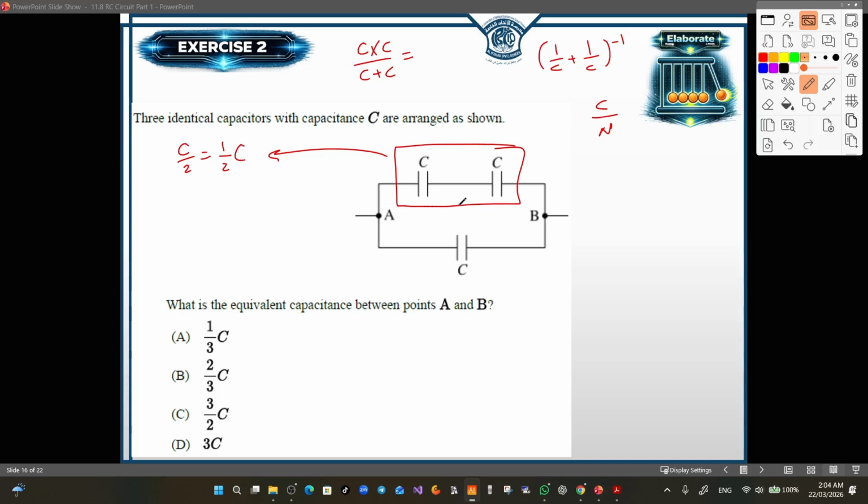Now half of C is connected in parallel with C, which means we just add them in the normal way. So half of C plus C equals 3 over 2 C. 3 over 2 C represents the equivalent capacitance across A and B, and the correct answer is C.